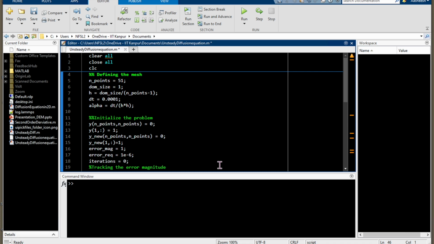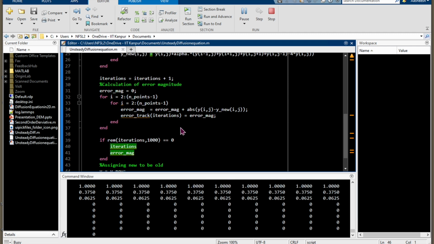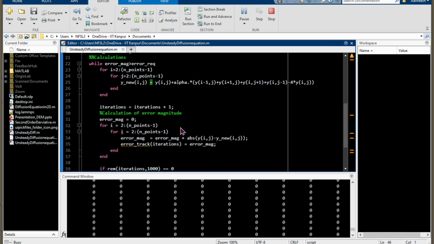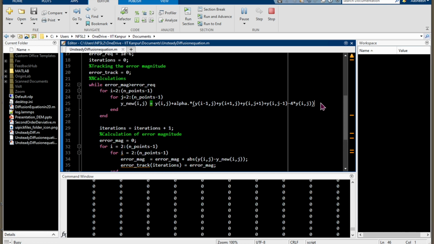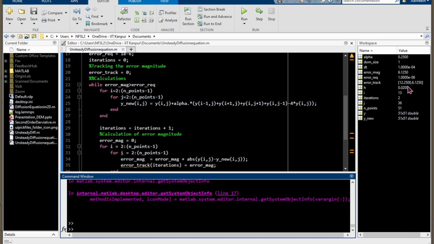So let's run this and see how our code is running now. Something is wrong. Why is it showing... I forgot my semicolon here, that's why it is showing all the values. Let me stop running my code.